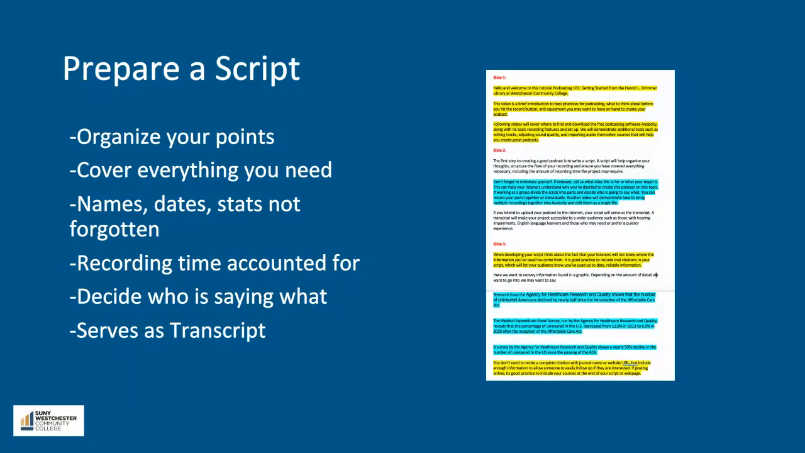If working as a group, divide the script into parts and decide who is going to say what. You can record your parts together or individually. Another video will demonstrate how to bring multiple recordings together into Audacity and edit them as a single file. If you intend to upload your podcast to the internet, your script will serve as the transcript. A transcript will make your project accessible to a wider audience, such as those with hearing impairments, English language learners, and those who may need or prefer a quieter experience.